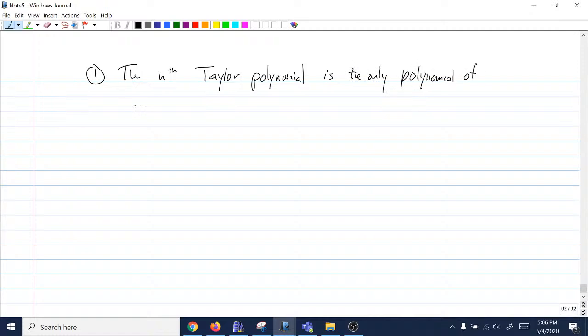The nth Taylor polynomial is the only polynomial of degree n which has all of its first n derivatives. Let me double check I'm doing the definition right. There's an issue about n versus n plus 1 that always messes me up. It's the nth Taylor polynomial has degree n, right?